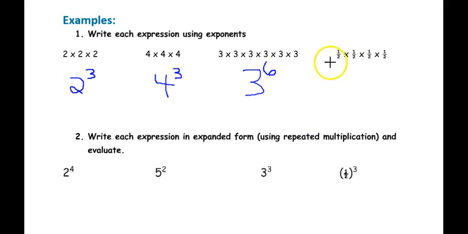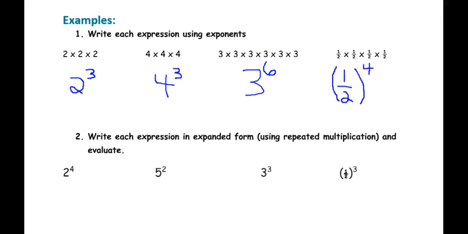And finally we have 1/2 times 1/2 times 1/2 times 1/2. So our base is going to be 1/2. And whenever we use a fraction as a base, we want to put that fraction in parentheses to make sure that we apply the exponent to both the numerator and the denominator. So it's going to be 1/2 to the fourth power.